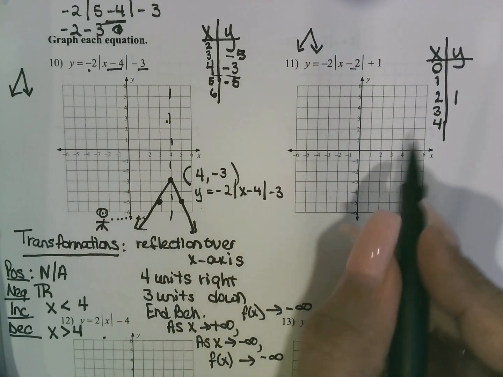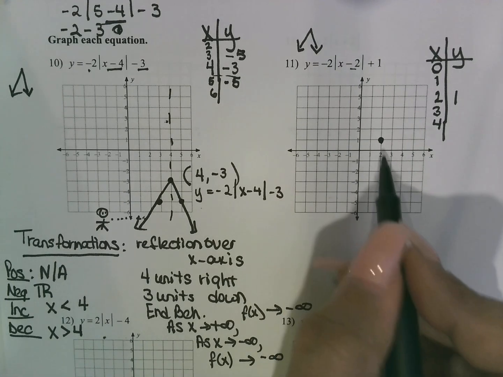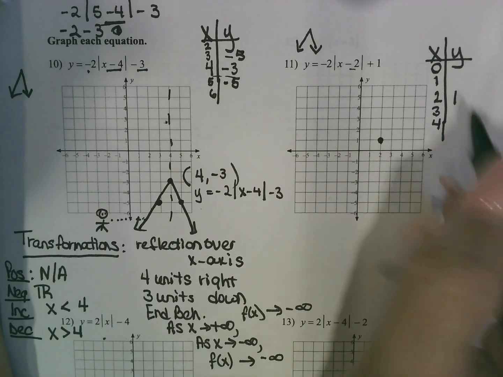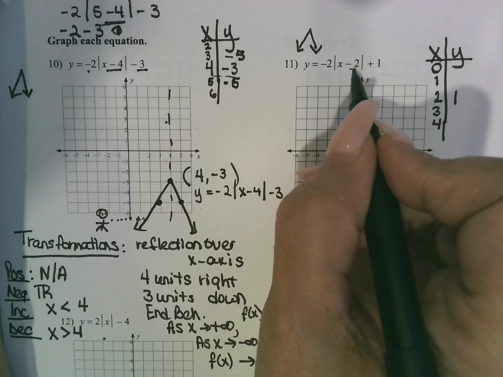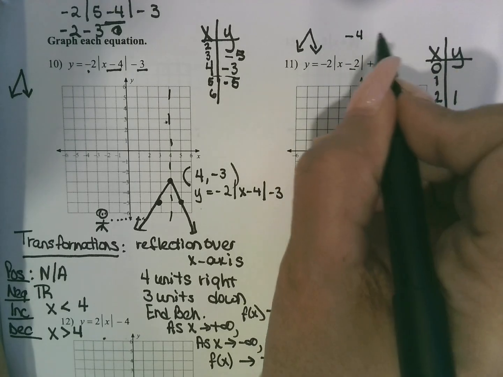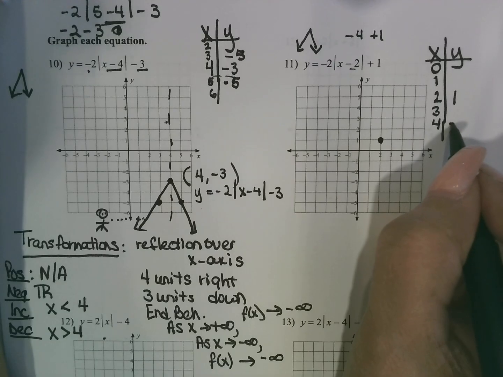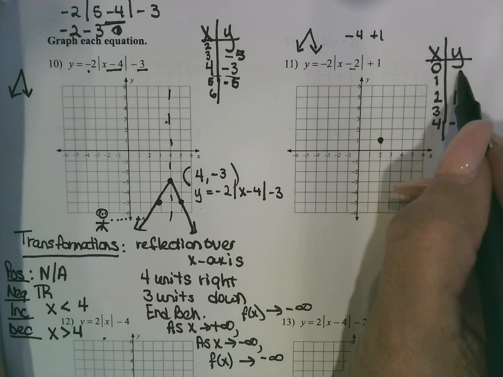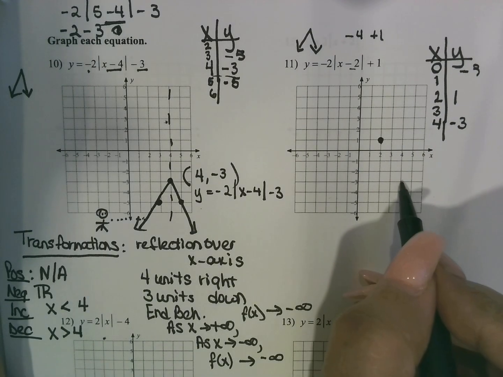All right, so we go to 2, 1. That's our vertex, and we know this is going to open down. Let's plug in a 4. 4 minus 2, that's 2. The absolute value of 2 is 2. 2 times negative 2 is negative 4. And negative 4 plus 1 is negative 3. So at 4, this is negative 3. And because of symmetry, we know that at 0, it will also be negative 3.